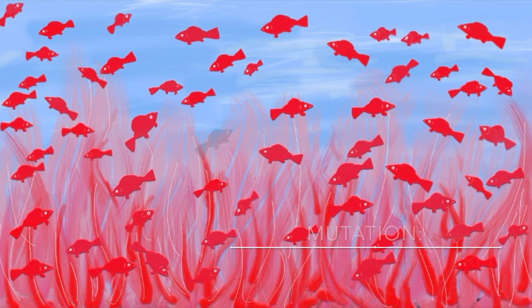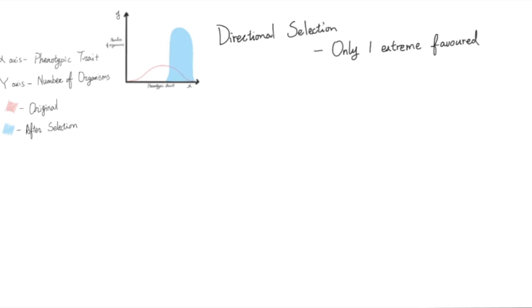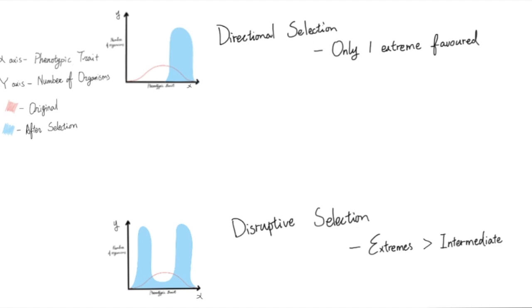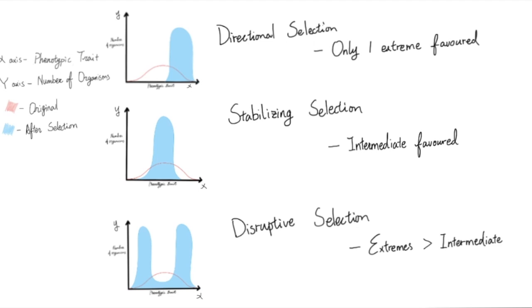Other colors are probably results of genetic mutation. This circumstance is called directional selection. There are two other types, disruptive selection and stabilizing selection.